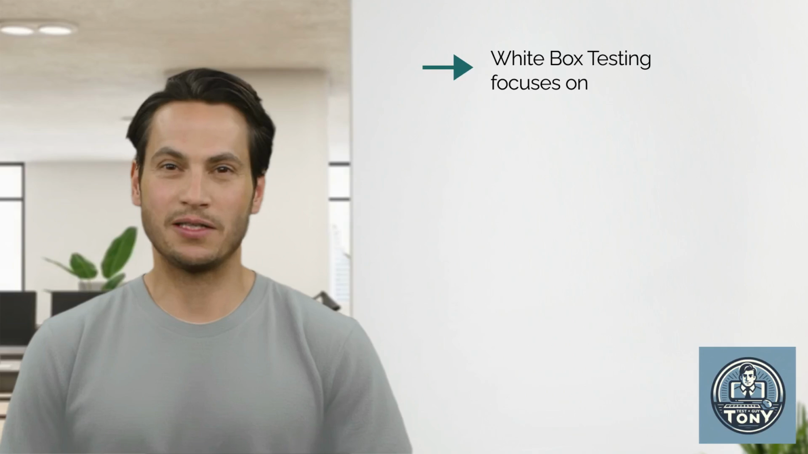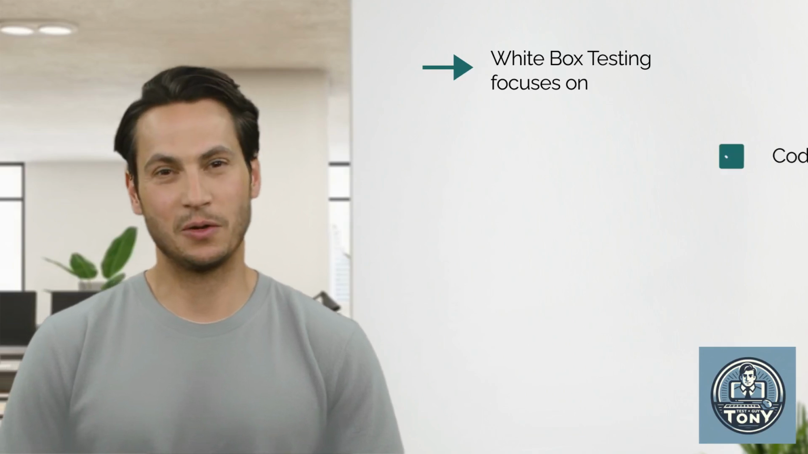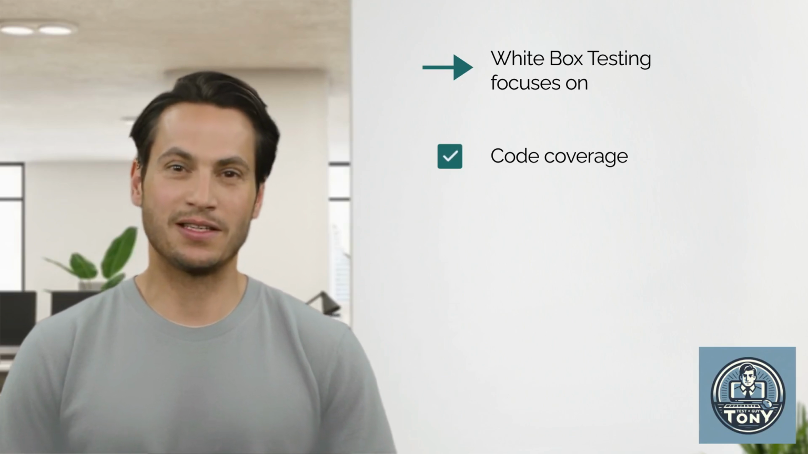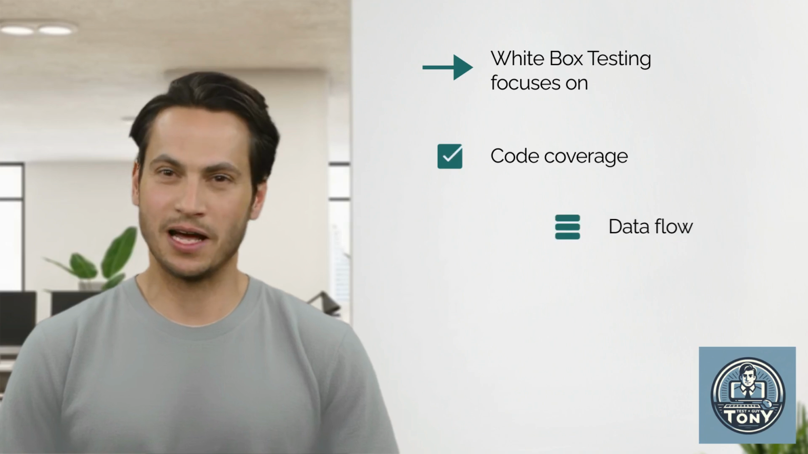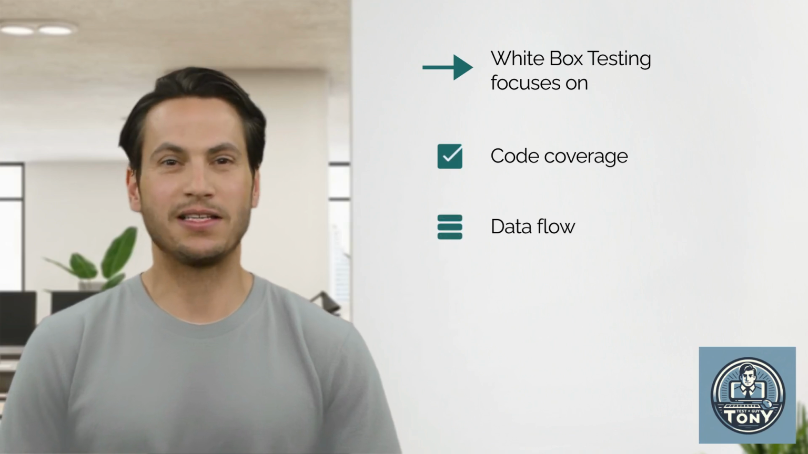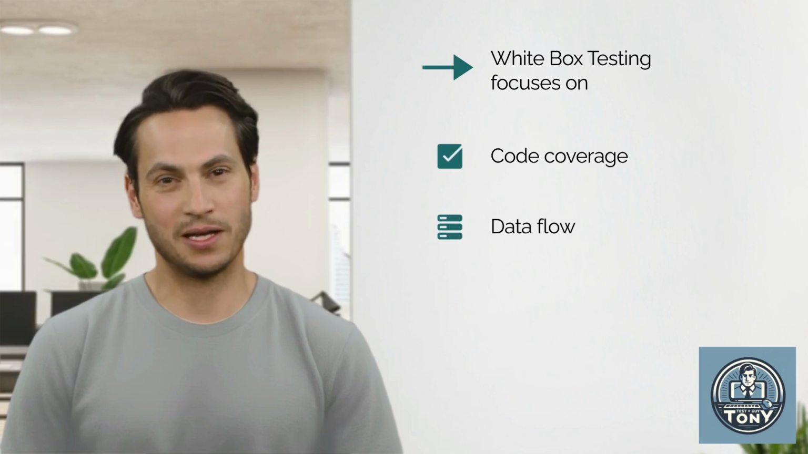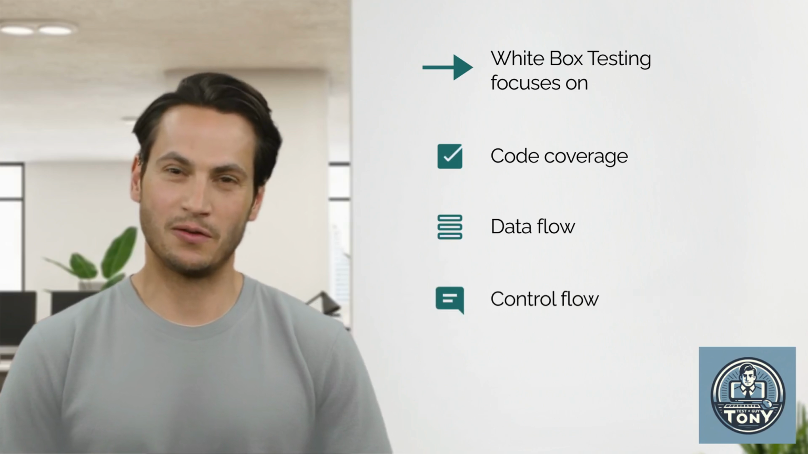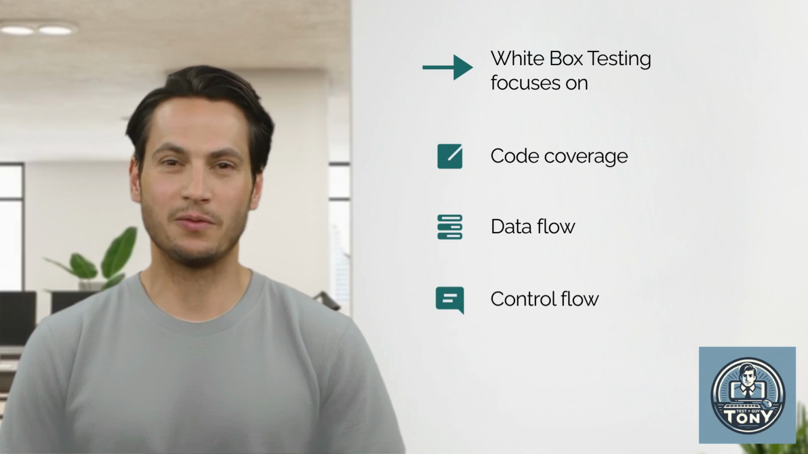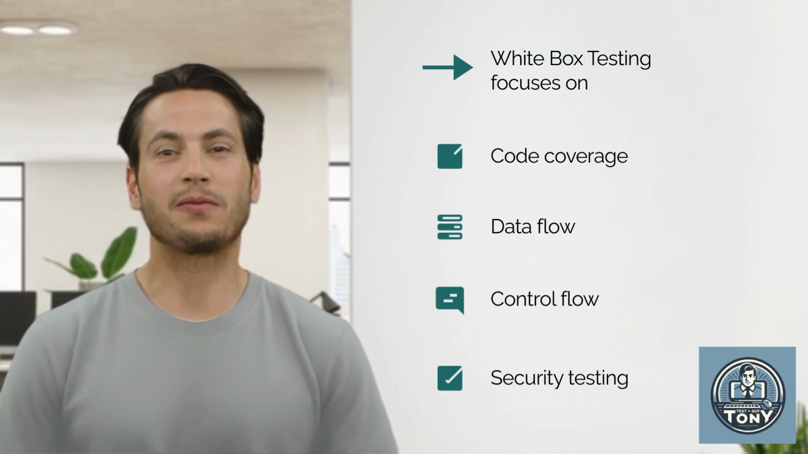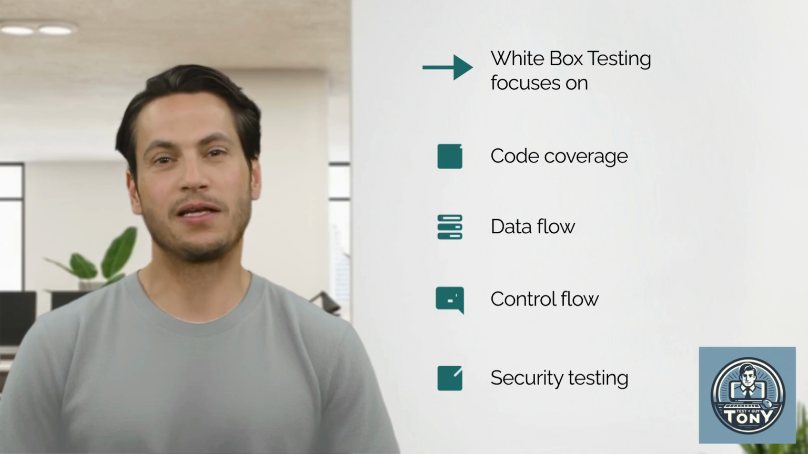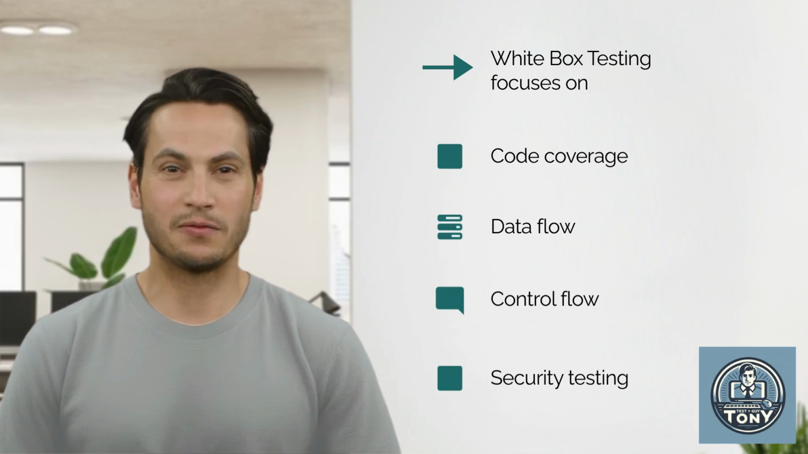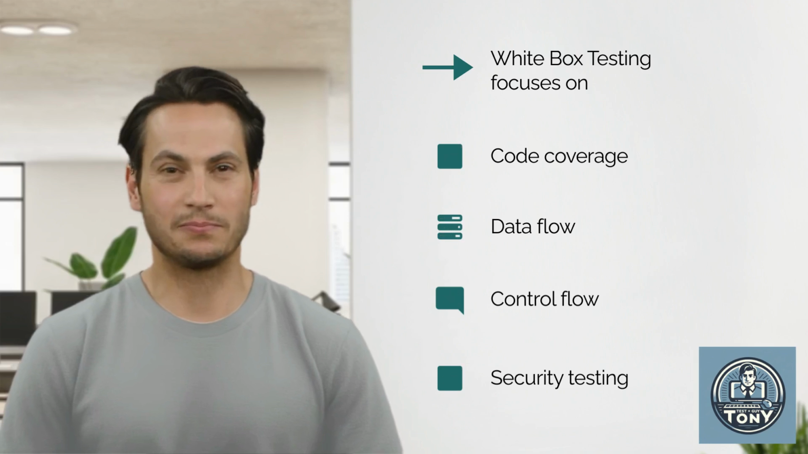White box testing focuses on several key aspects. Code coverage ensures all possible paths of the code are tested, including conditional loops, statements, and functions. Data flow testing focuses on the various paths that data takes through the program and checks for anomalies, such as unused variables. Control flow testing verifies the logical flow of the program through different branches, whereas security testing identifies vulnerabilities in the internal code that could be exploited. Each method ensures that the software's internal workings are thoroughly examined for potential issues and vulnerabilities.